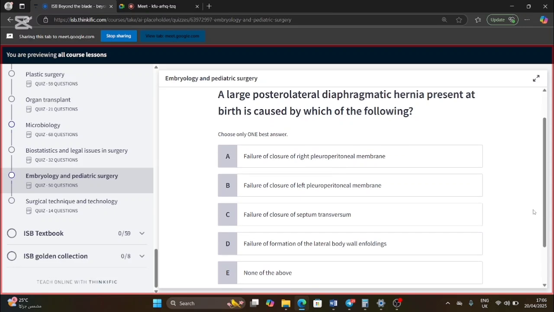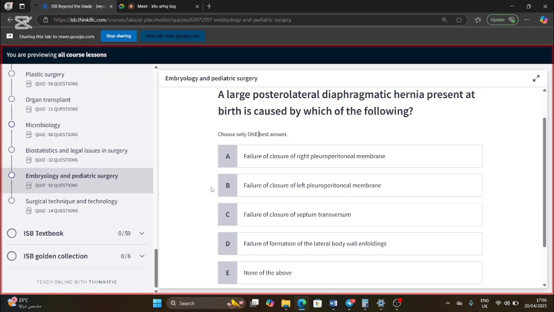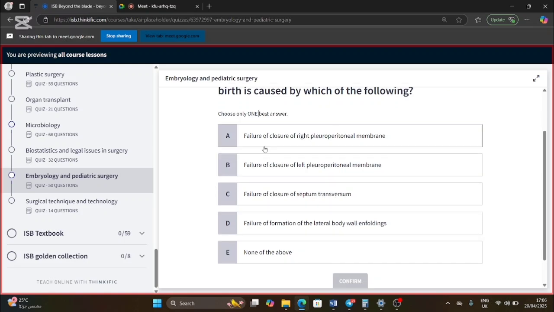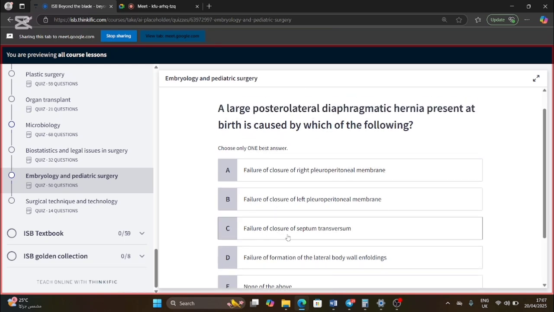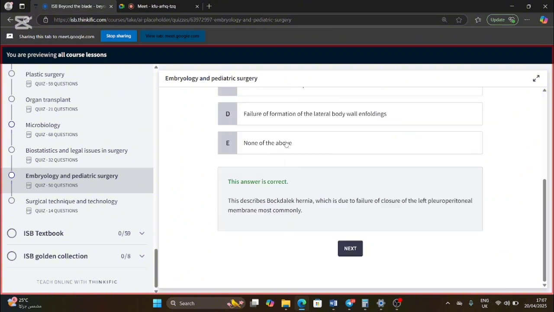A large posterior diaphragmatic hernia present at birth is caused by which of the following? Hmm. C, failure of closure of septum transversum. Are you sure? No, I'm not so sure, but B makes sense to me. You want to go with B, failure of closure of the left pleuroperitoneal membrane. Okay, let's see if this is B. Oh yeah, that's correct. It's B, right?